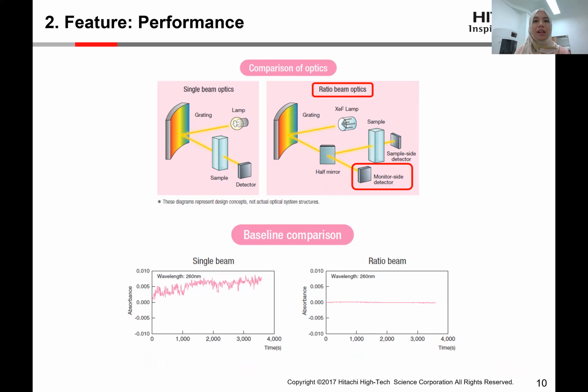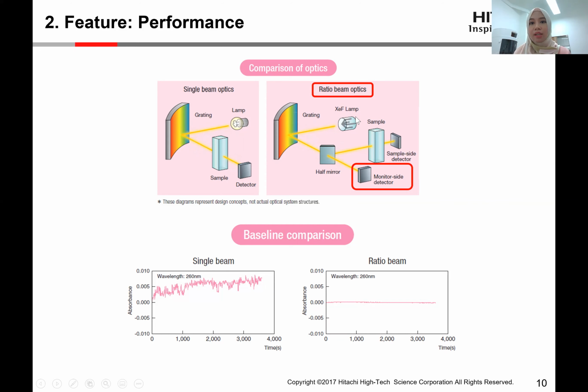Right now in the market, we actually have three variants of the UV-Vis: you have the single beam, the ratio beam, and also the double beam. For us, we have started with the ratio beam straight away. So what's the difference? With single beam optics, from the light source you go to the grating, and after that you will only emit one light. You go to the sample and straight to your detector, okay?